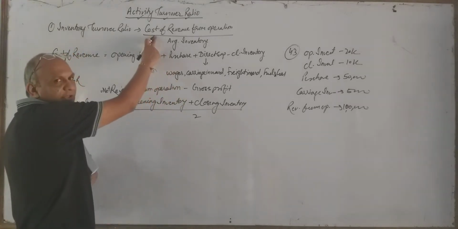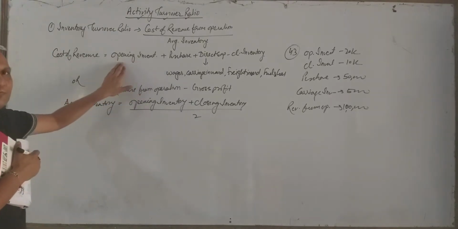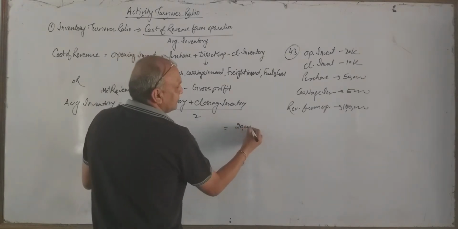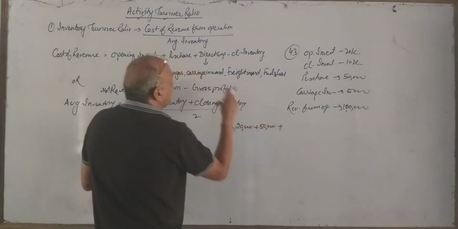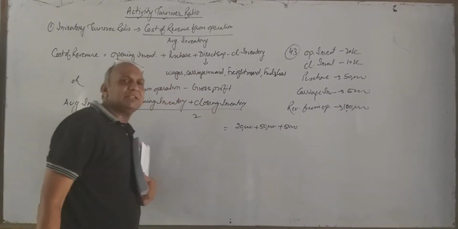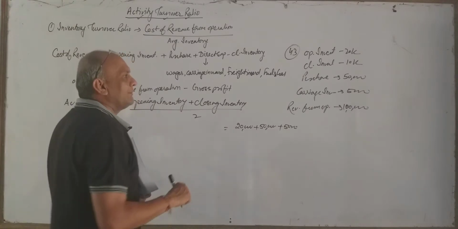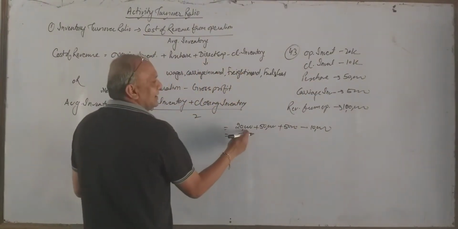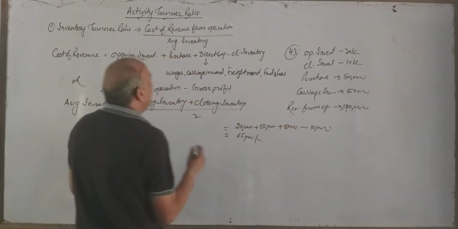First we need cost of revenue. Which formula can be used over here? If you see carefully, we can use the first formula. Opening inventory is 20,000 plus purchase 50,000 plus direct expense like carriage inward 5,000. If carriage outward is given, do not take it, because carriage outward is related with sales. Minus closing inventory, 10,000. So it comes 70 plus 5, 75, minus 10, 65,000 rupees is our cost of revenue.